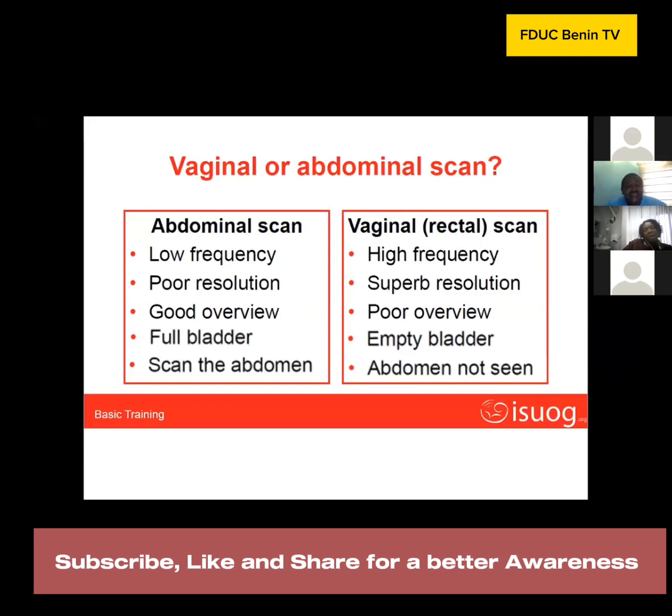Another advantage is that the discomfort of a full bladder is eliminated, because when we perform a vaginal scan, we require an empty bladder. A full bladder tends to displace the uterus and the ovaries from the probe. It is important to note, however, that the high ultrasound frequencies that we work with when we perform a vaginal scan usually cannot penetrate far into the body. So we cannot see abdominal organs above the pelvis.